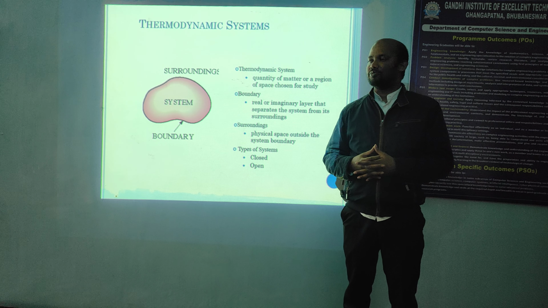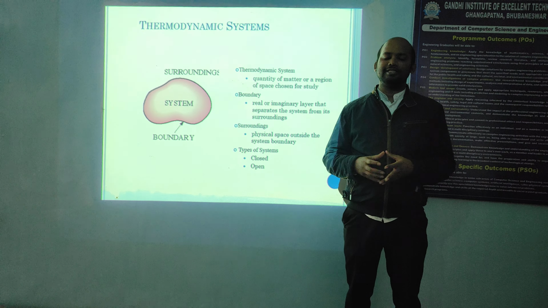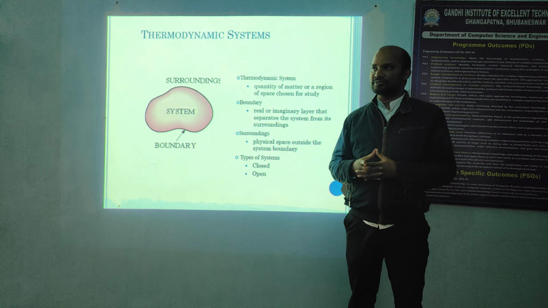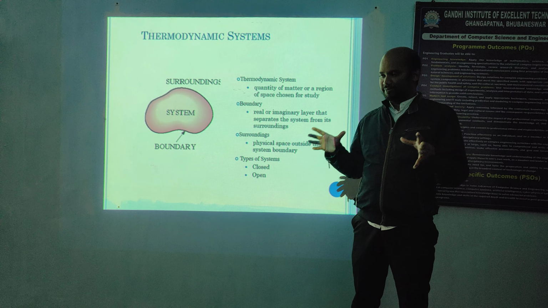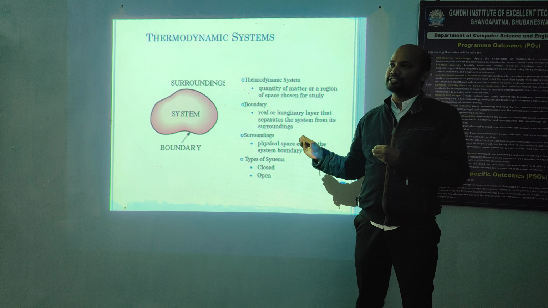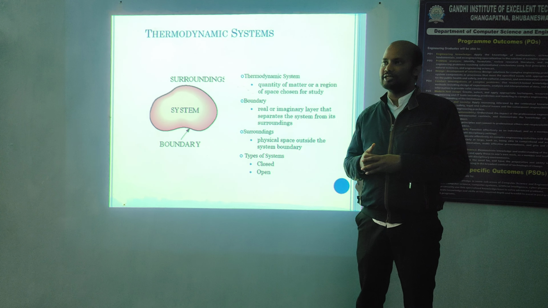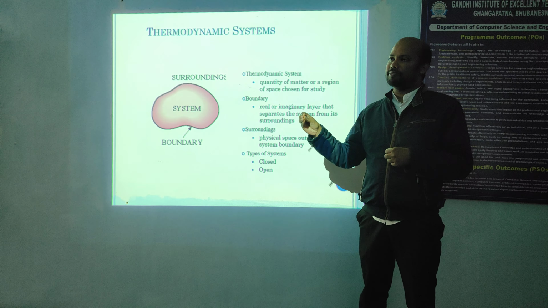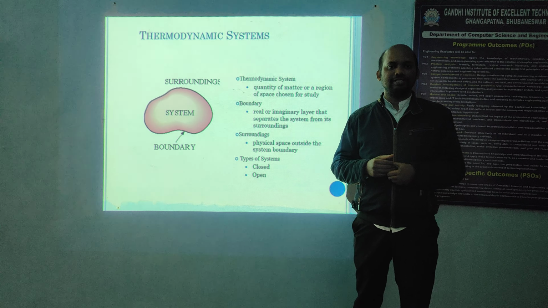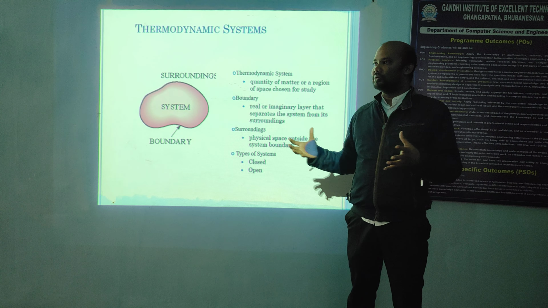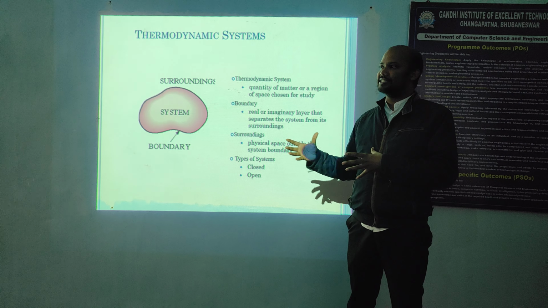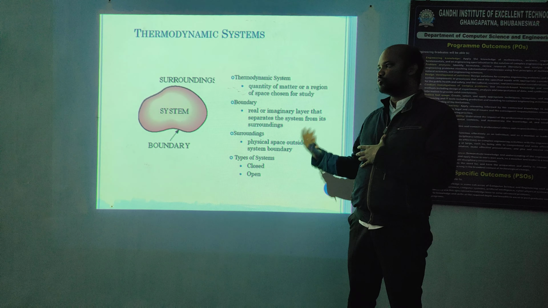Again, I will take the example of the classroom. I will say this classroom is an open system because from this system, mass can go outside the system and can come into the system, or energy can go outside from the system and can come into the system. So this is an open system where both mass and energy can transfer from the system and to the system.